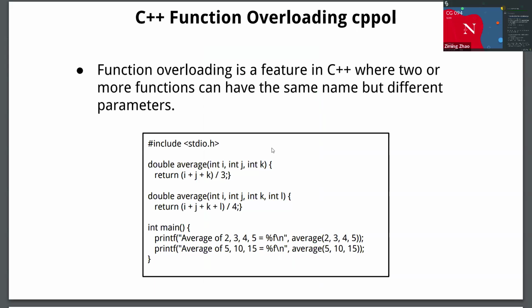Some of you may program in C++, and in C++ there is another feature called function overloading. Basically, it means you can have 2 functions or even more functions with the same name. They have the same function name, but they have different prototypes. Here, for the prototype, we're not talking about the return value, but the parameters. Let's say in C++, you can implement 2 average functions. The first one is the average of 3 numbers, i, j, k, then you divide by 3. Another one is average, where you have 4 numbers.